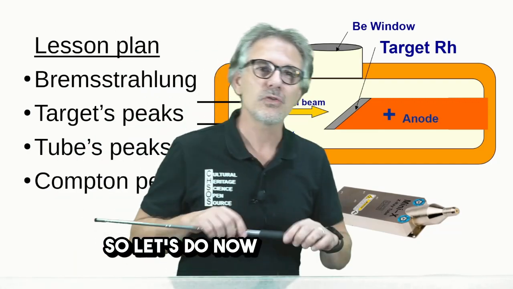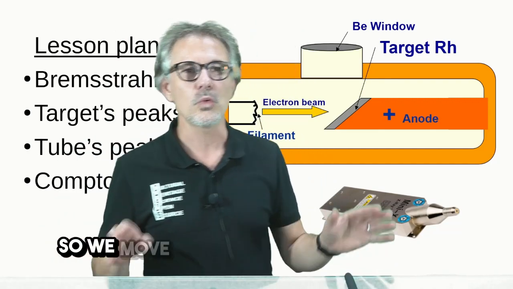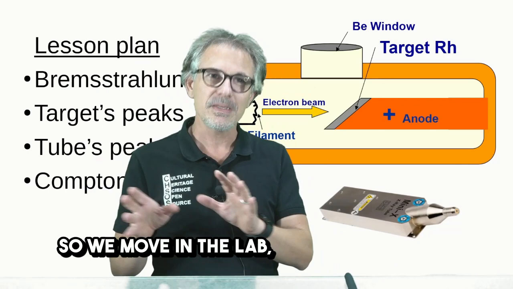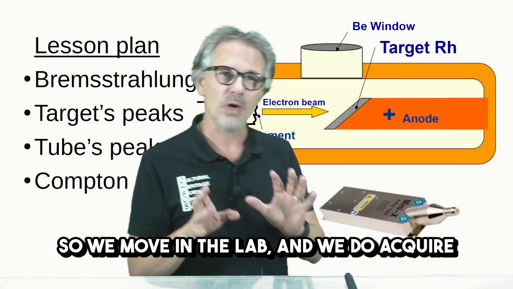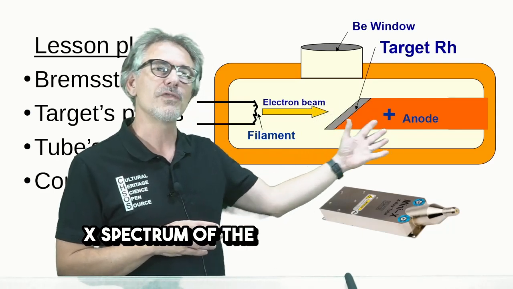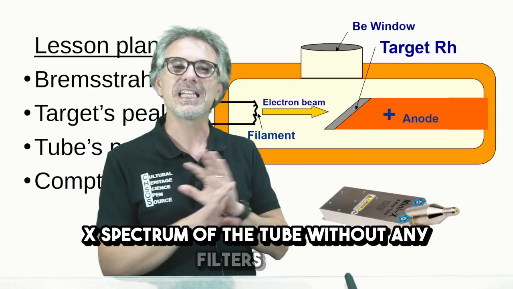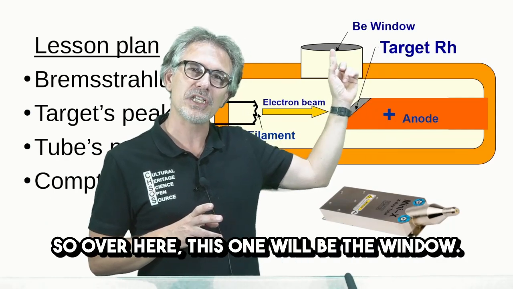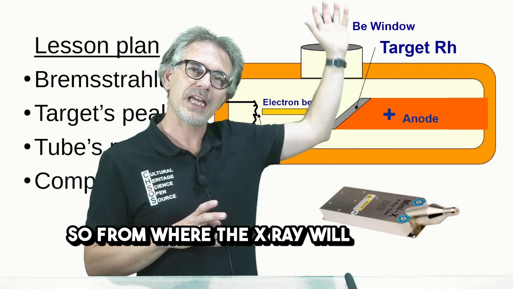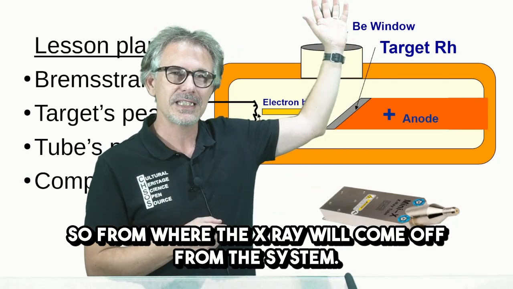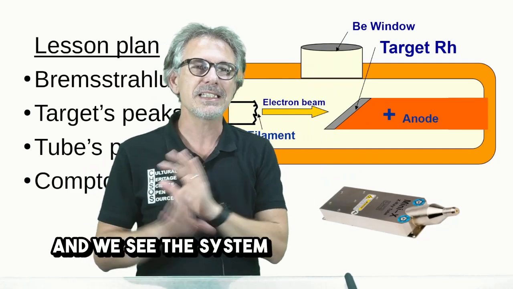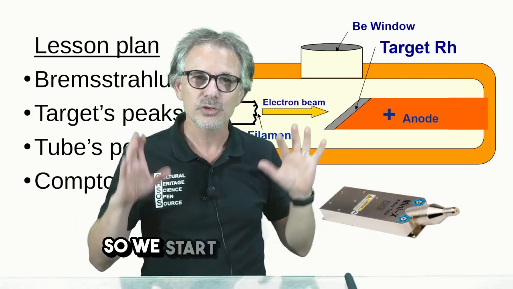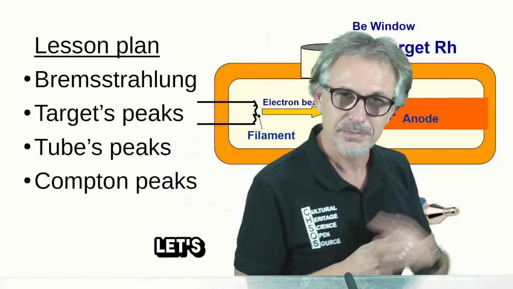So let's do now the experiment. So we move in the lab and we acquire a spectrum of the tube without any filters on it. So over here, this one will be the window, so from where the X-ray will come off from the system. And we see the system without any filter, so we start to see what we get. Let's move in the lab.